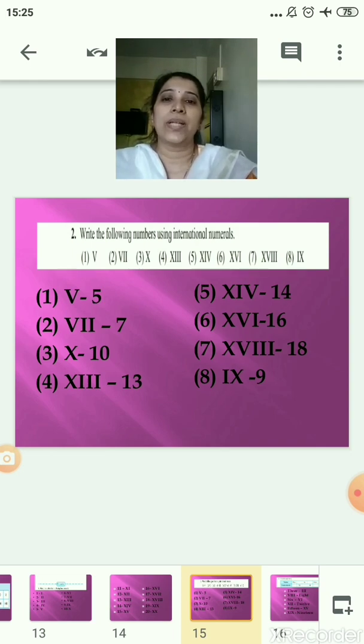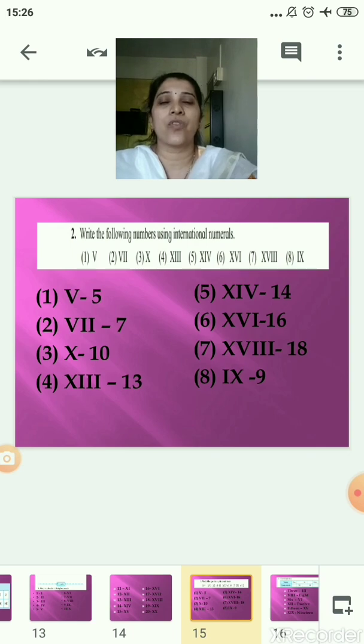Second one, capital letter V and 2 times capital letter I. So that stands for 7. Next, third one is capital letter X. Capital letter X, the number is 10. Next, fourth one, capital letter X and then 3 times I. So it is 13. Next, fifth one, capital letter X and capital letter I and then capital letter V.